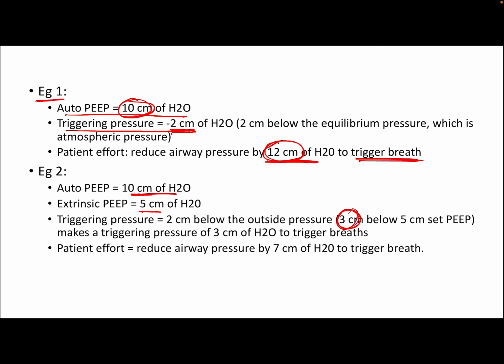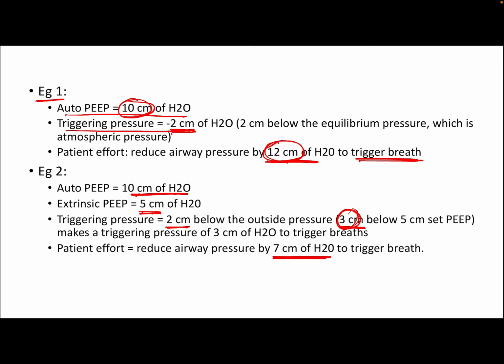So what does that mean? This patient would have to reduce his airway pressure by 7 centimeters of water. He has 10 centimeters of auto PEEP. What is required is 2 centimeters below the equilibrating pressure, which is now 5. So essentially it needs to reach 3 centimeters. If the patient needs to reach 3 centimeters, he has to reduce his airway pressure by 7 centimeters only, compared to the 12 centimeters without that extrinsic PEEP.